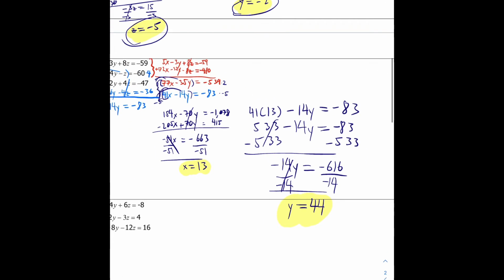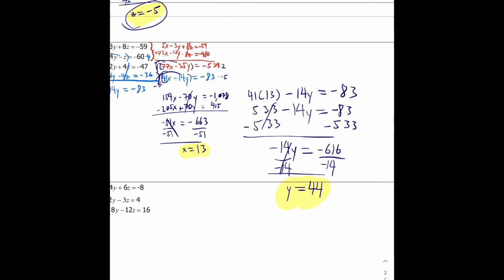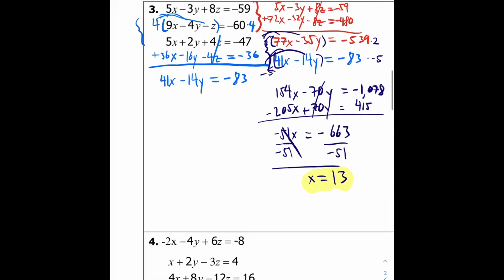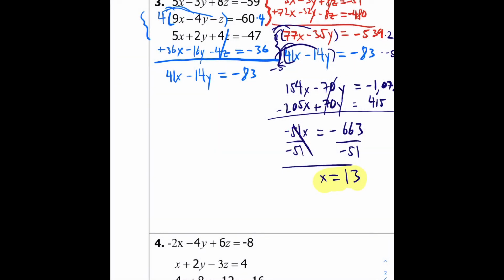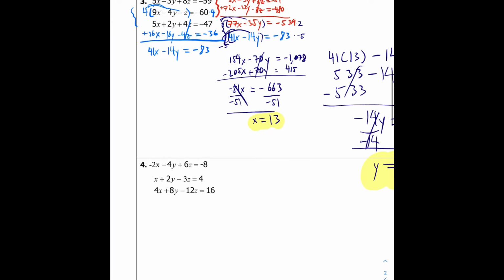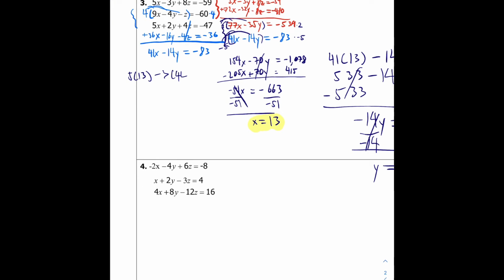All right, so we got x equals 13, y equals 44. We got those first two variables, and then we can just plug these two in. I can plug my x and y into the top equation, or the middle, or the bottom, it doesn't matter. We can use that to solve for z. I'll plug them into my top equation, so that's 5 times 13, minus 3 times my y. What's my y? It is 44. Plus 8z equals negative 59.